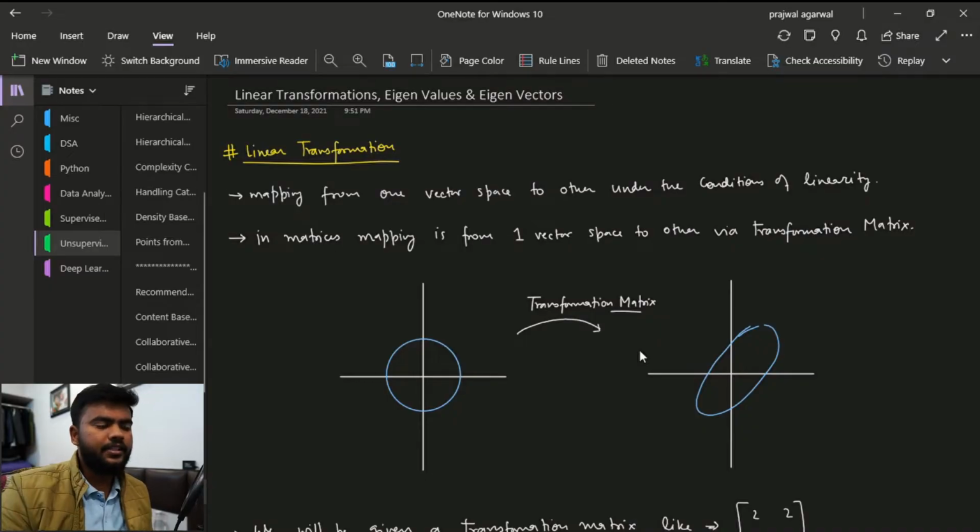Hi, in this video we are going to talk about linear transformations, eigenvalues and eigenvectors. So what is a linear transformation? Linear transformation is basically mapping from one vector space to the other under the conditions of linearity.